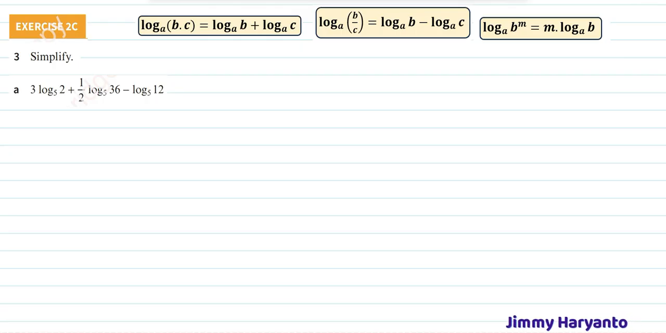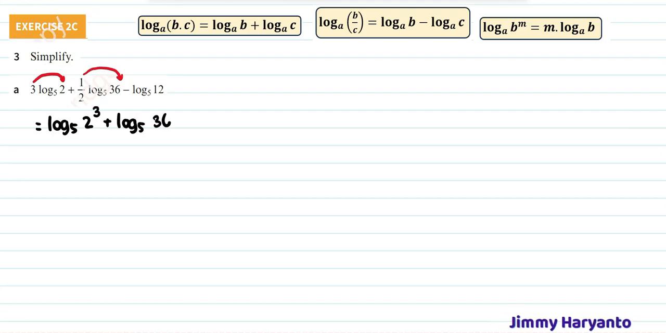For question 3, I think we have to move this 3 to the back, half to the back, and then we combine it later. So the first is log 5 2 to the power of 3 plus log 5 36 to the power of half minus log 5 and then 12. Okay, let's calculate this. Logarithm 5 8 plus logarithm 5 6.